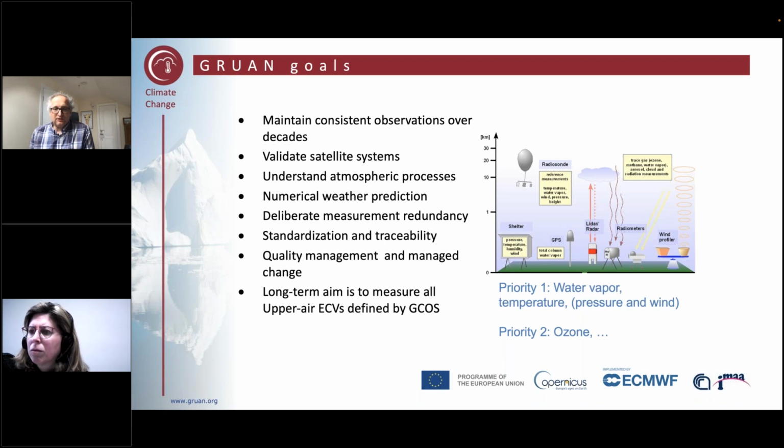There's been a lot of progress on radiosondes, but also increasingly with a variety of ground-based measurement techniques, including remote sensing techniques such as GNSS precipitable water, LIDAR, and various radiometers.